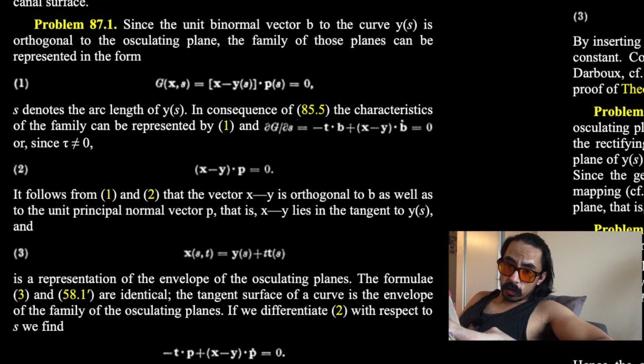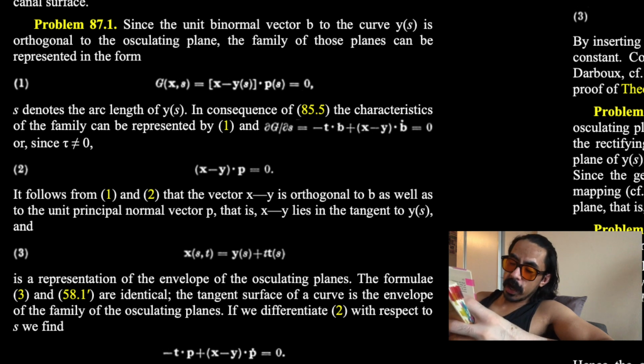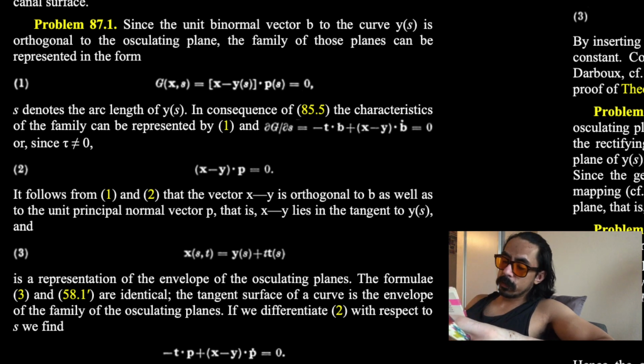The proof is as follows. Since the unit binormal vector b to the curve, which has a vector parametric representation y(s), is orthogonal to the osculating plane, the family of those planes can be represented in the form of a function G(x, s) = (x − y(s)) · b(s) = 0. Here, of course, s denotes the arc length of y(s).